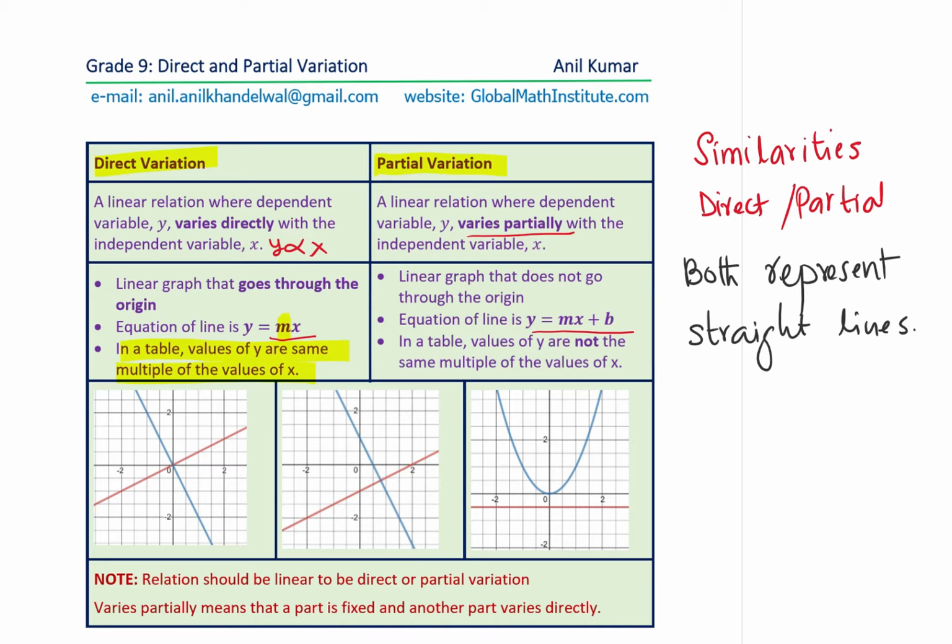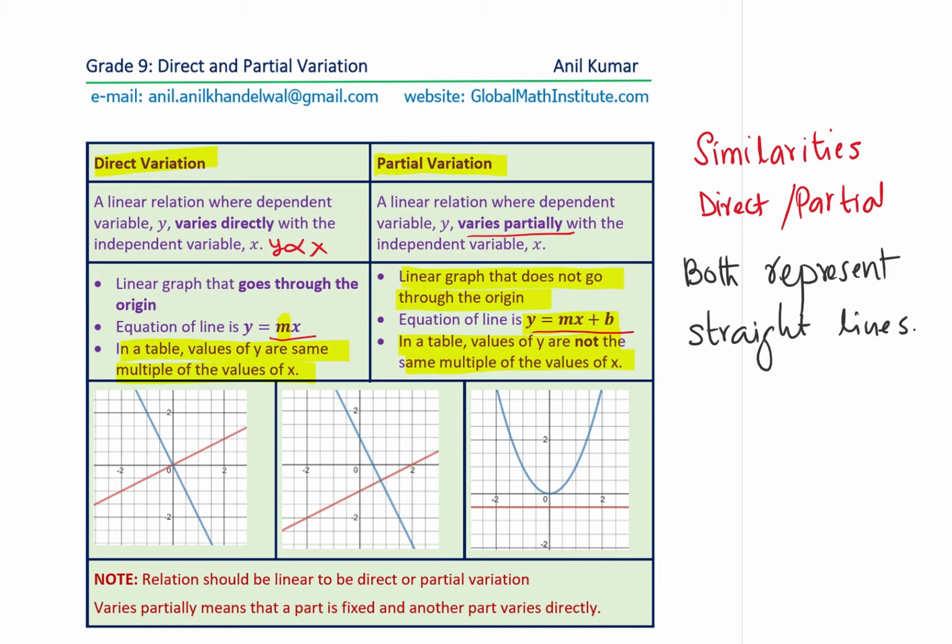When you look into partial variation, we have seen that the linear graph will not go through the origin. The equation will be y equals mx plus b, and in the table, y is not the same multiple of x. So the ratio of y over x is not constant.